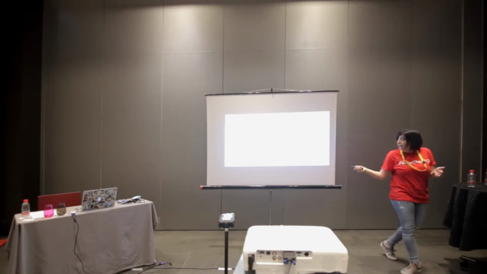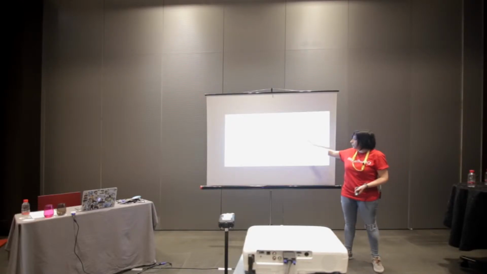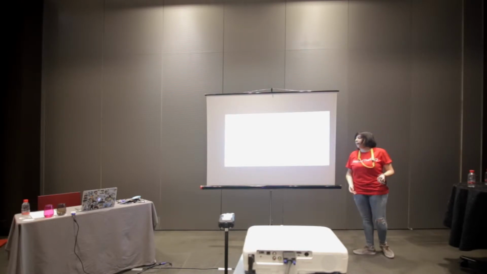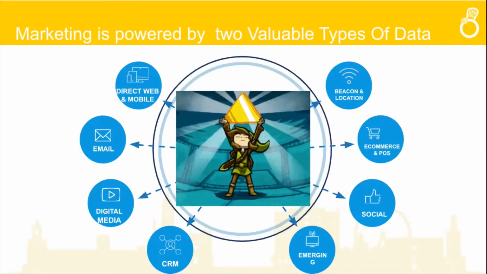So as I was saying, marketing is powered by different data, and this is some of the data that Salesforce DMP can ingest. We can have mobile data from your apps, email data, digital media data, so if I'm using Google search, I can get this data, CRM data, OTT data, so for example data from devices such as your fridge, social media data, e-commerce, and beacons and location data. Okay, so this is quite a good triangle, right?